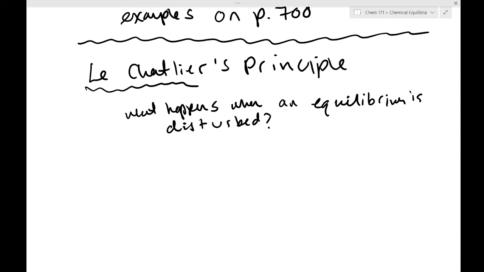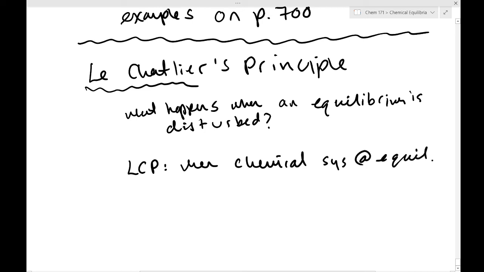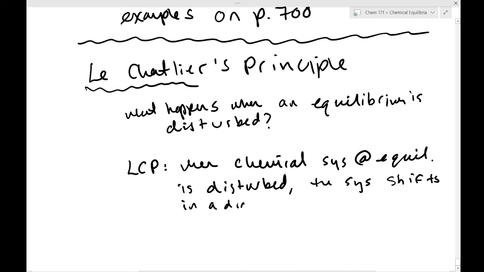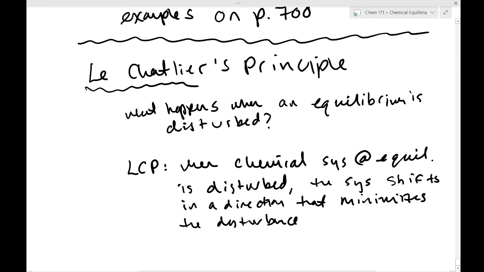react to that disturbance. So the Le Chatelier principle, which I affectionately call LCP, the Le Chatelier principle states that when a chemical system at equilibrium is disturbed, the system shifts in a direction that minimizes the disturbance. Okay? The system shifts in a direction that minimizes the disturbance.